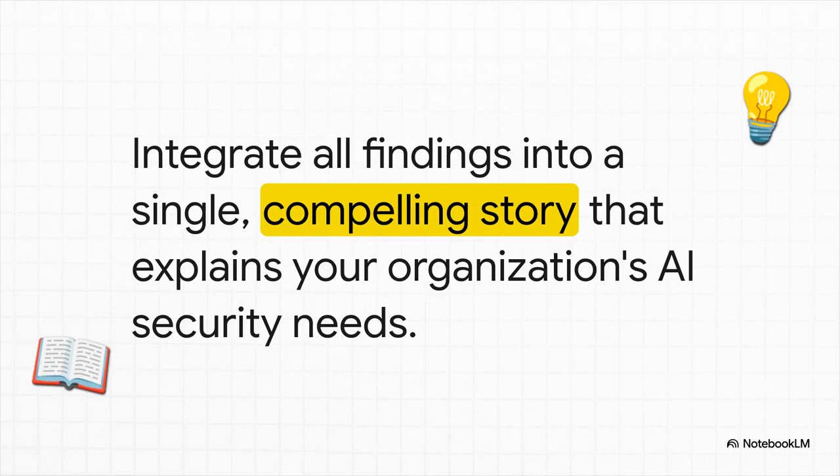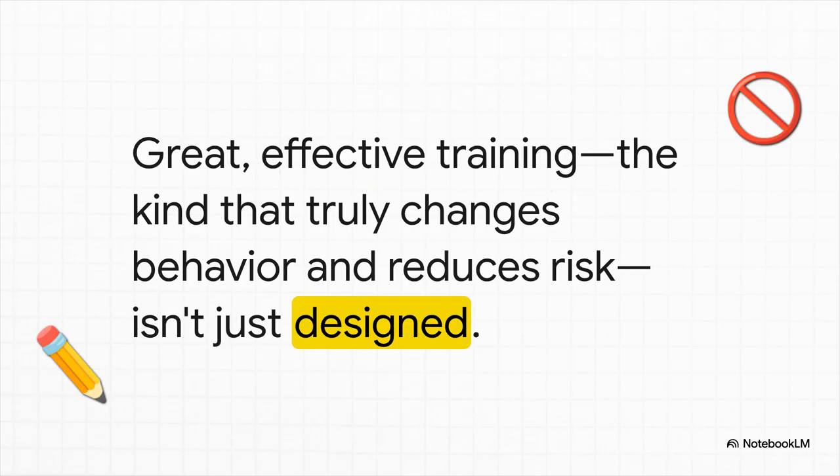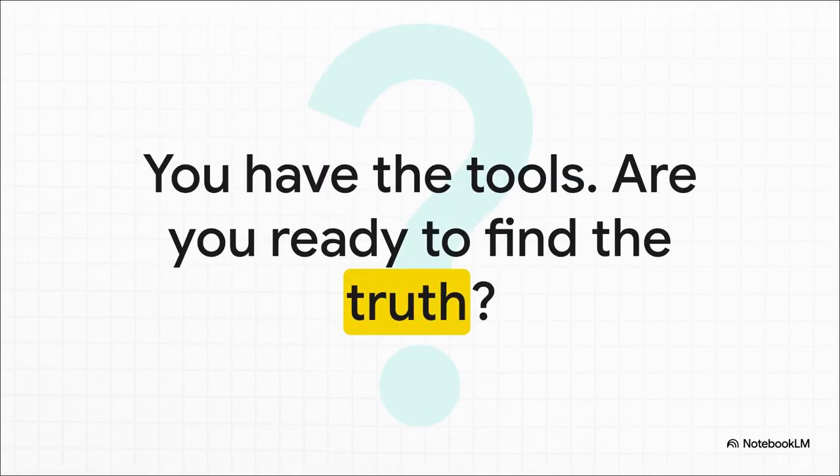Which brings us to maybe the single most important takeaway from all of this. Great, truly effective training, the kind that actually changes behavior and reduces real risk, it isn't just designed out of thin air. It's diagnosed. So, there you have it. You have the detective's toolkit. You've got the methods for asking, for observing, and for analyzing. The only question left is a pretty big one. Are you ready to get out there and use it to find the truth about your organization's AI risks?